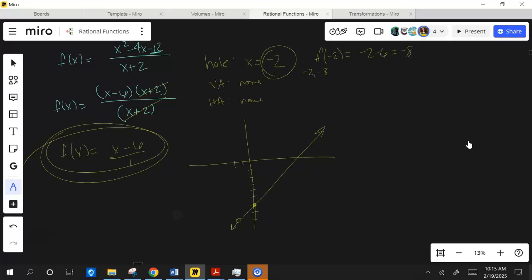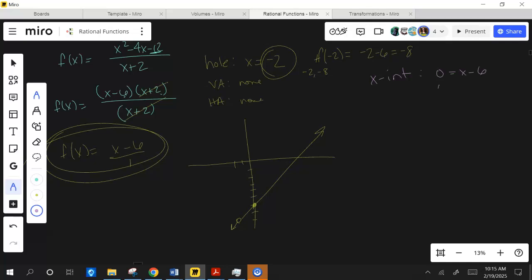So if I need my x-intercept, that's where I put y to 0. My y-intercept, that one's really easy because I can get that as mx plus b here.